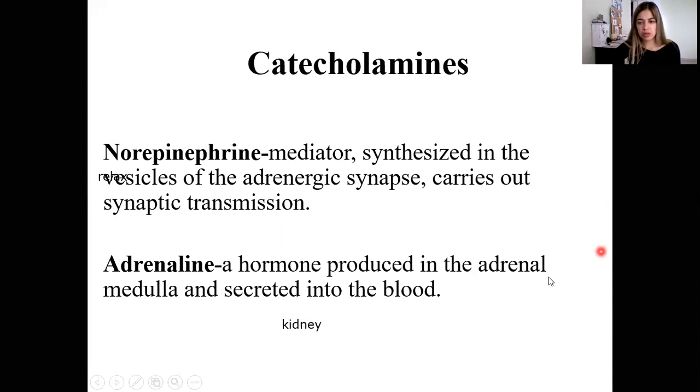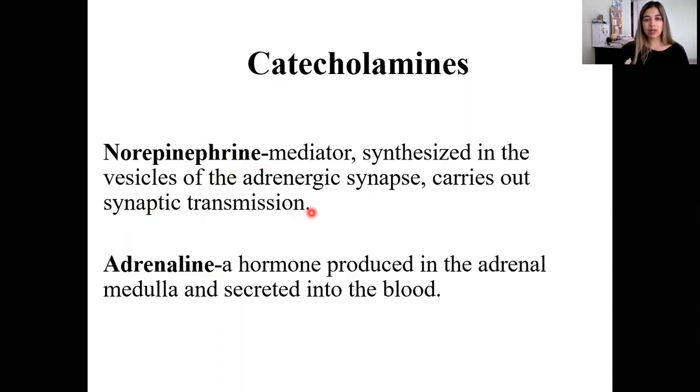And now about the catecholamines, which are norepinephrine and adrenaline. What is the difference between norepinephrine, epinephrine, noradrenaline, adrenaline? What is the difference between them? Norepinephrine is the mediator, which is synthesized in the vesicles of the adrenergic synapse, which I showed you, in the nerve. In the nerve they are synthesized, norepinephrine, and it carries out the synaptic transmission.